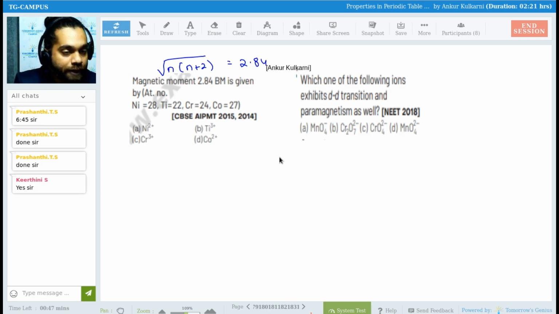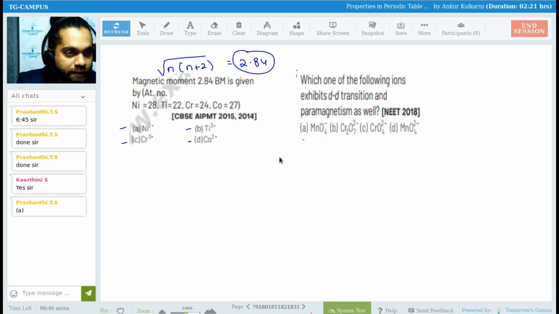So they are asking you, Anthony, which of the following elements shows this 2.84? Kevin, stick to one answer. What is this, A, C, D, everything? Write down B also then. Look over here, Anthony. They have given the magnetic moment 2.84, and they are asking which element shows it.